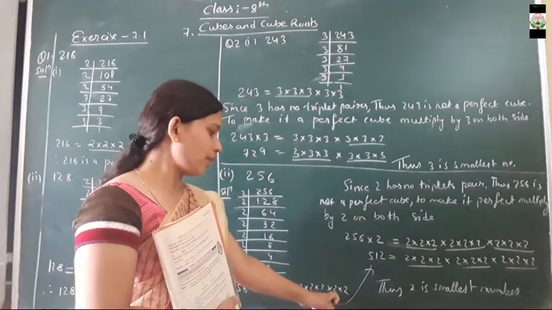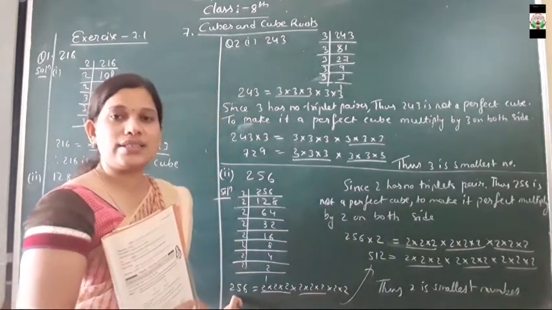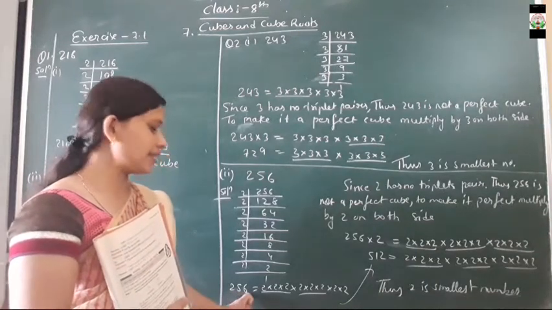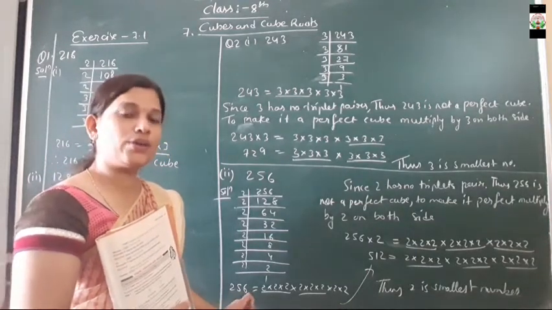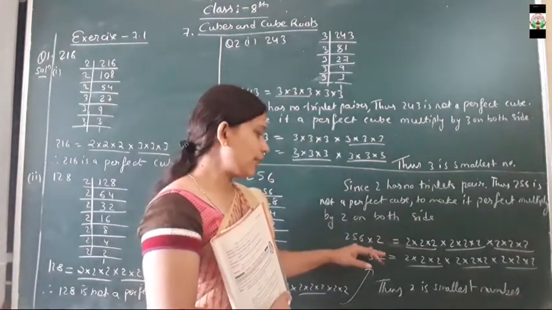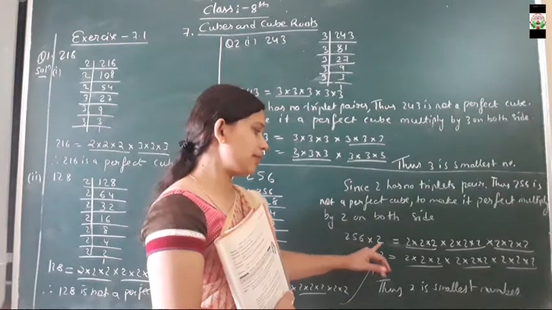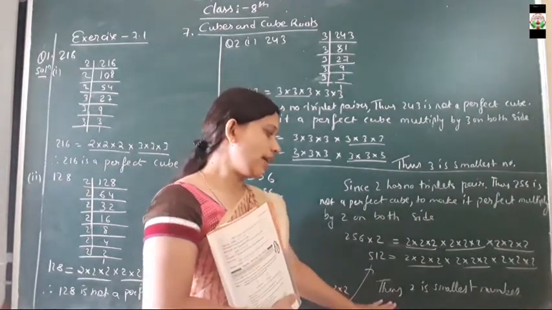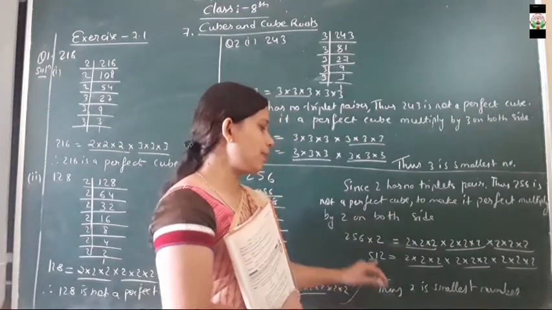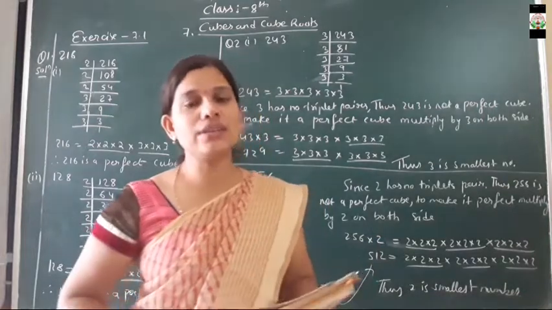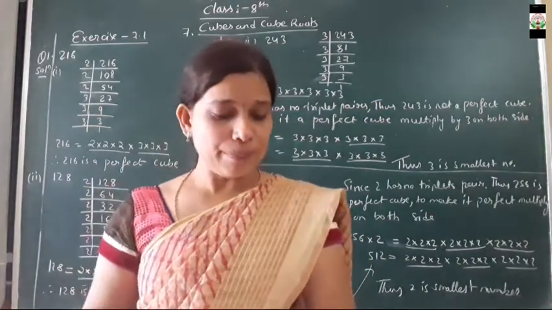It is missed, so it is not a perfect cube. Since the last 2 does not have a pair, that's why we can say that 256 is not a perfect cube. In order to make it a perfect cube, we have to multiply both sides by 2. By multiplying the number 256 with 2, it becomes 512. Now we can say that 2 is the smallest number which will be multiplied with 256 to make it a perfect cube. So dear student, in this way you have to solve question number 2.